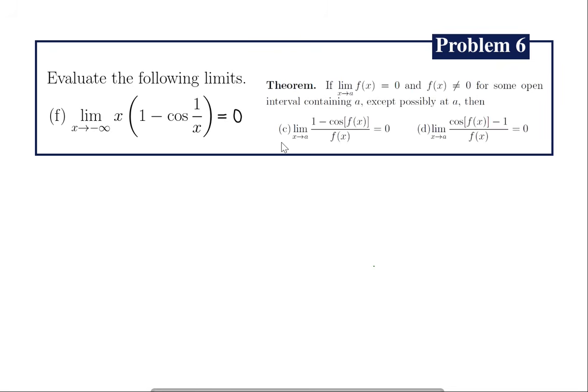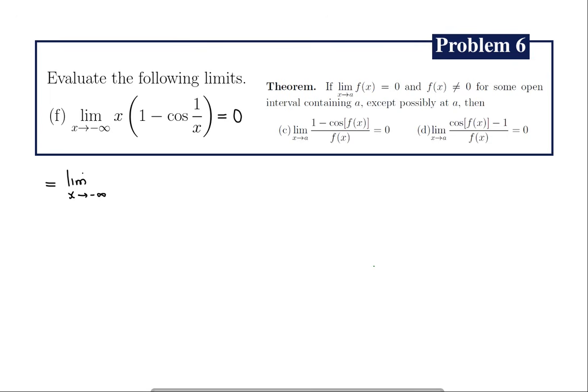Well, gagamitin pa rin natin tong theorem na to, in particular letter C. Tapos, the reason behind it is the original function that we want to evaluate, we can actually rewrite it as 1 minus cosine of 1 over x all over 1 over x. Tapos, baka first time natin makakita ng rational function sa loob ng cosine. But that would be no problem kasi dito sa theorem, ang kailangan lang naman mangyari, the function inside, so 1 over x, it should go to 0 as x approaches negative infinity.